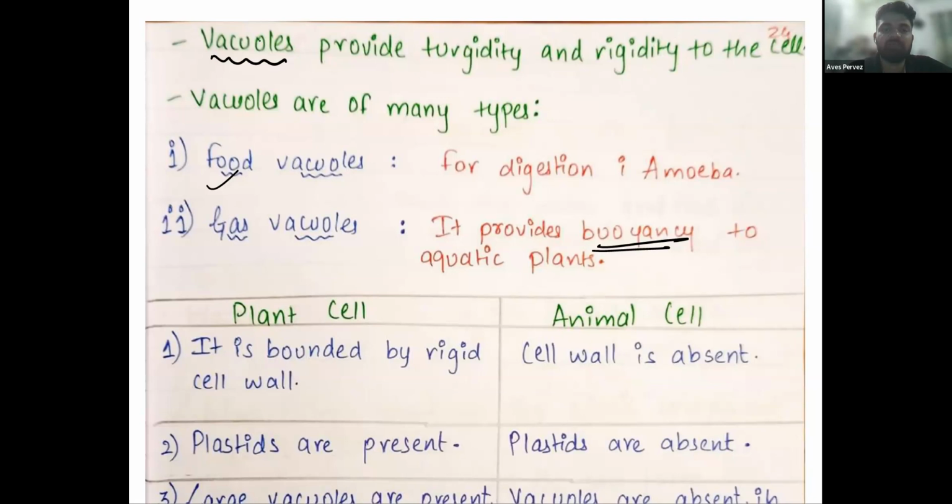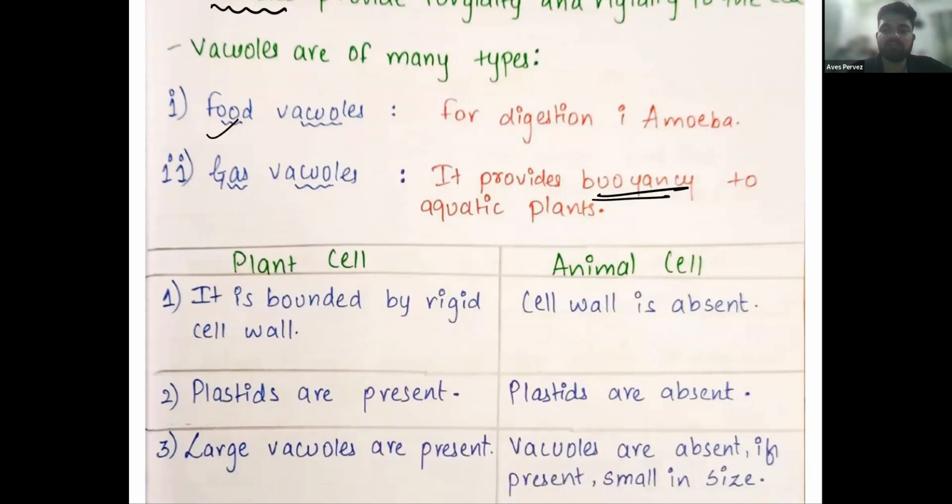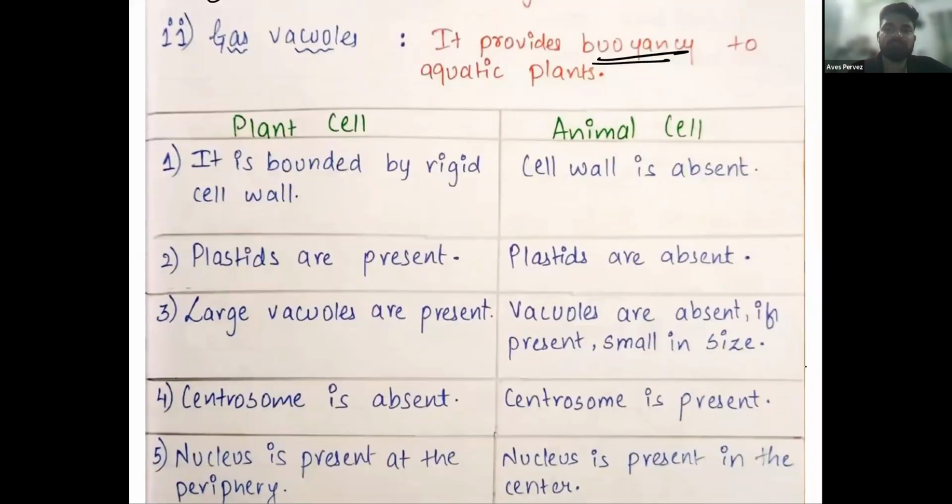Okay, very good. So now moving to the next part, the difference, which is very important from the examination point of view: the difference between plant and animal cells. What is the difference between plant and animal cells?